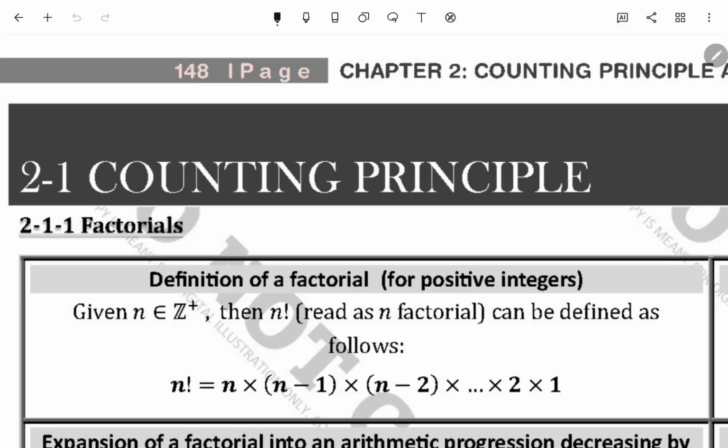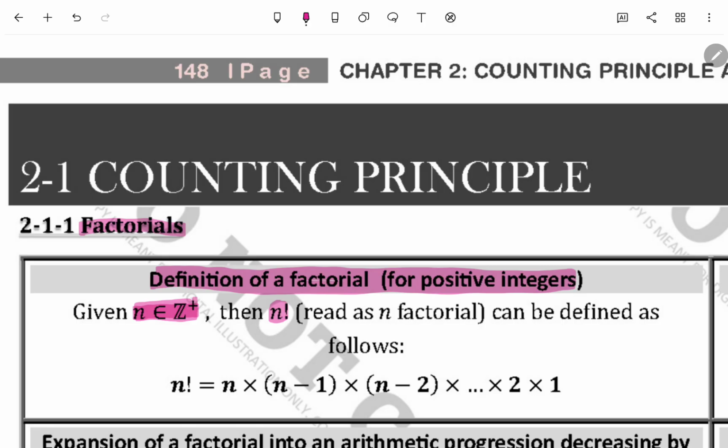First, we are going to focus on factorials. And let's know the definition of factorial for positive integers. Actually, factorials, which is n, belongs to Z positive, is going to be written in this way: n and an exclamation sign beside it, which we can read as n factorial.